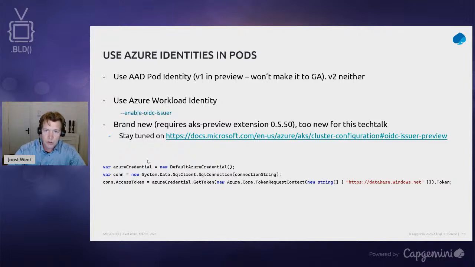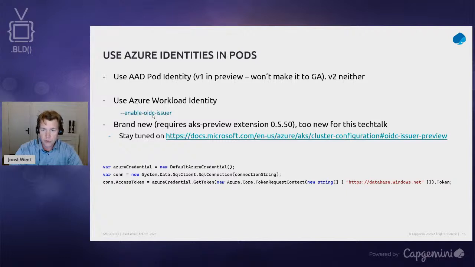The successor of AAD pod identity has already been introduced, and that uses Azure Workload Identity, a modern technology where you can impersonate using OpenID Connect. So the OIDC issuer actually stands for OpenID Connect, which is internally based on top of OAuth 2.